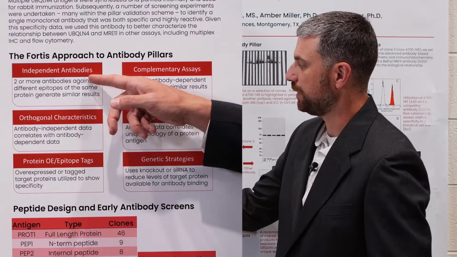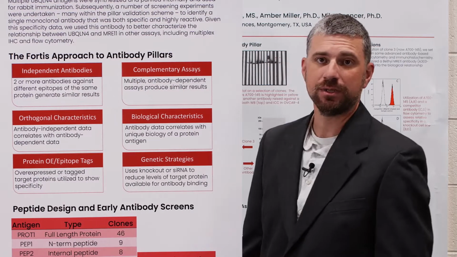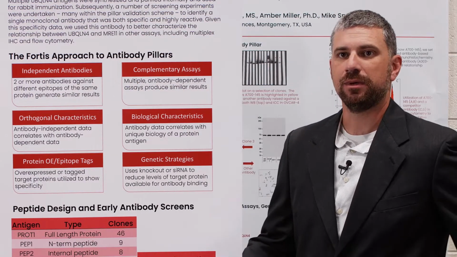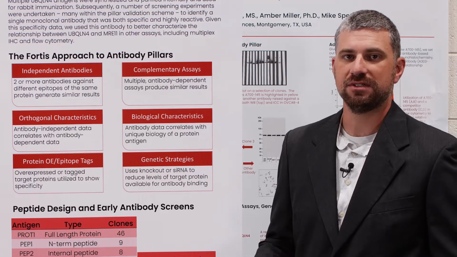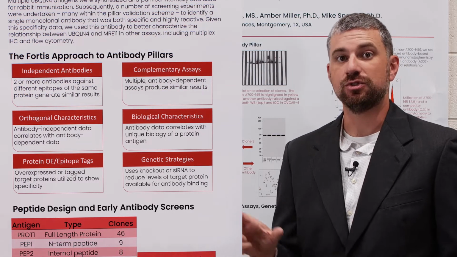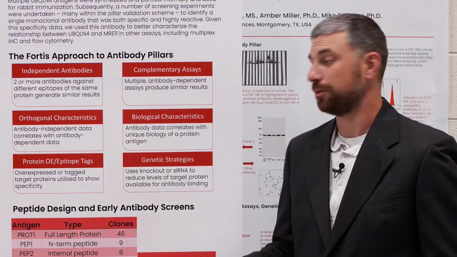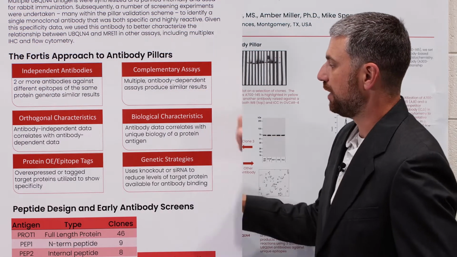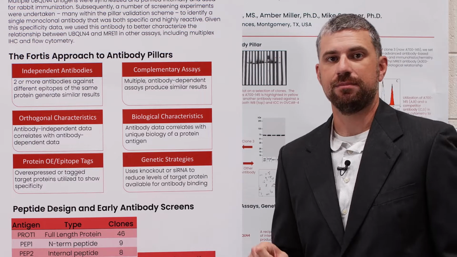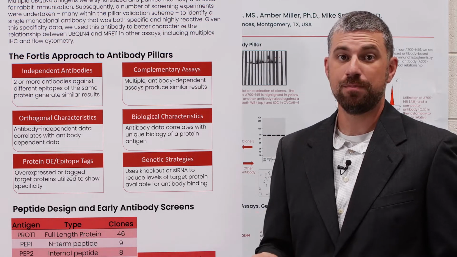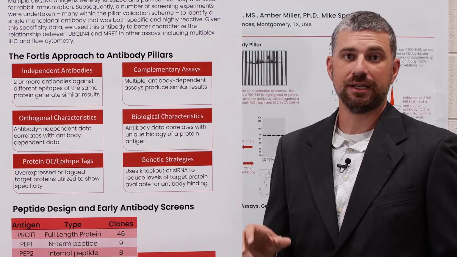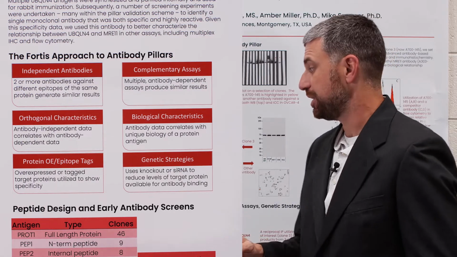The first of these is what we call the independent antibodies pillar, and this basically means that we will be using 2 antibodies that are raised against 2 distinct epitopes of the same target protein, and that those 2 antibodies should behave in a very similar way. We also use what we call a complementary assay, which basically means that 2 assays that are antibody dependent will be able to generate results that are complementary to each other.